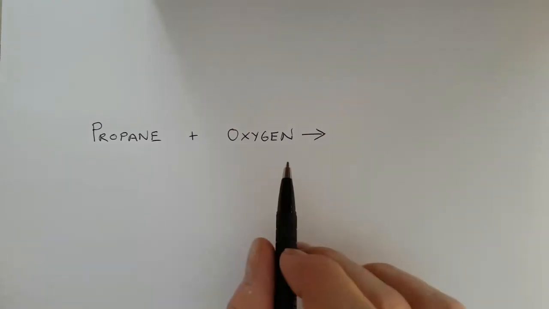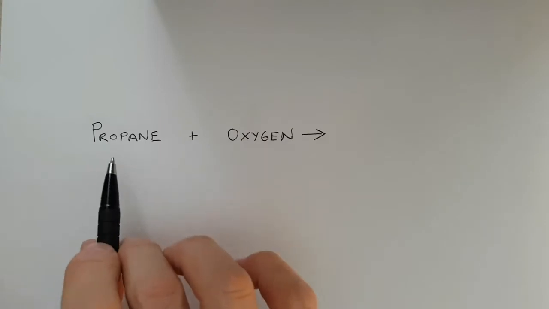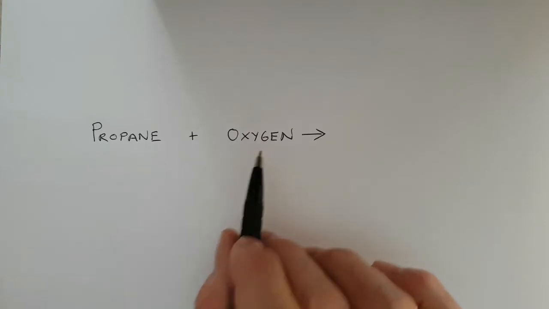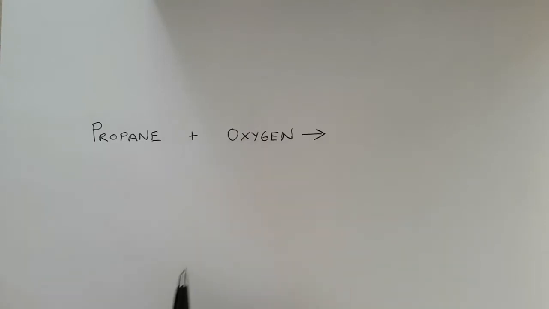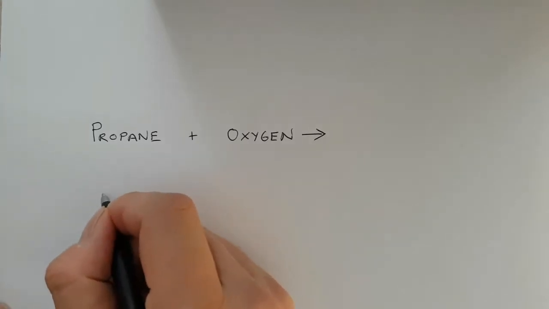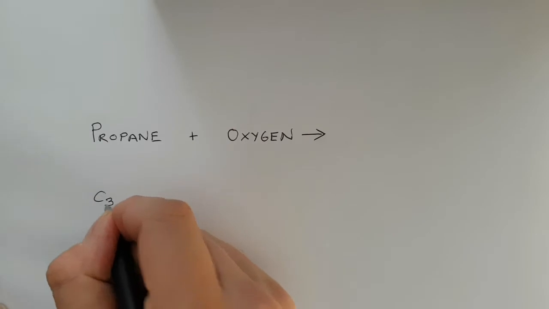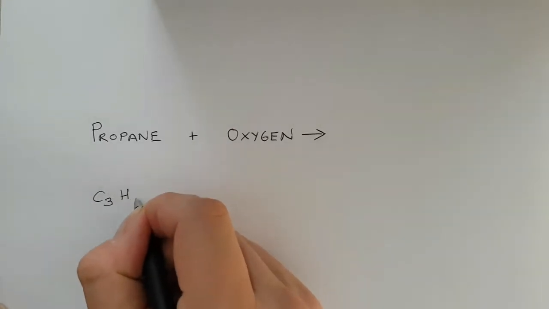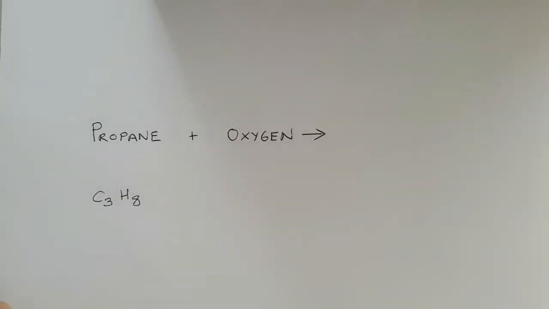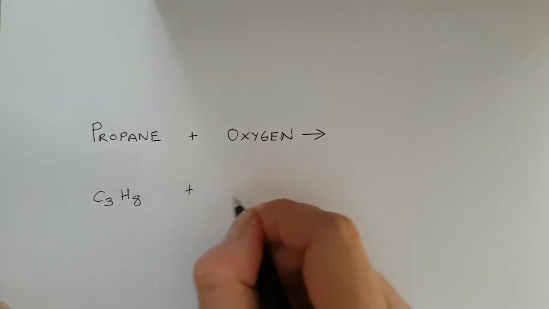So we're going to write the word equation and symbol equation for what happens when propane burns in oxygen. It's helpful to know propane's formula, so this is where symbol equations come in useful as well. It is C3H8. And of course oxygen is O2.